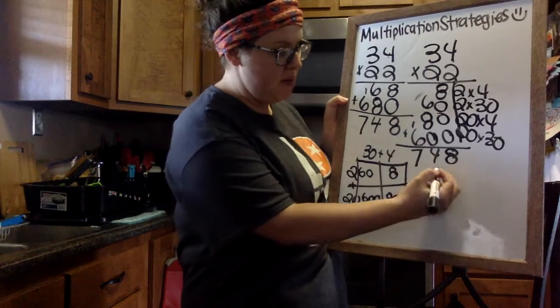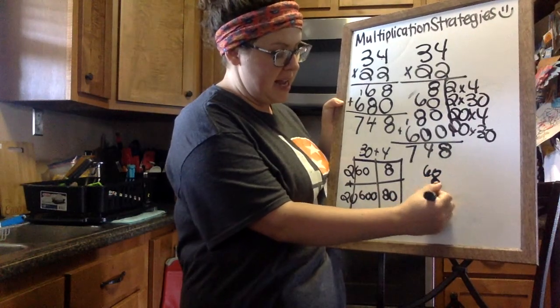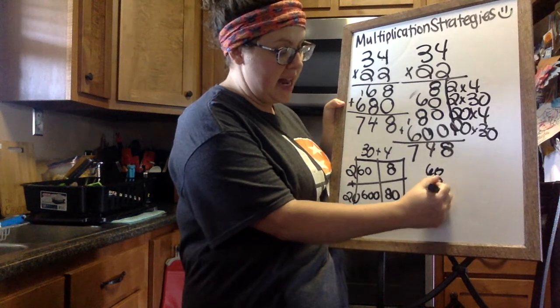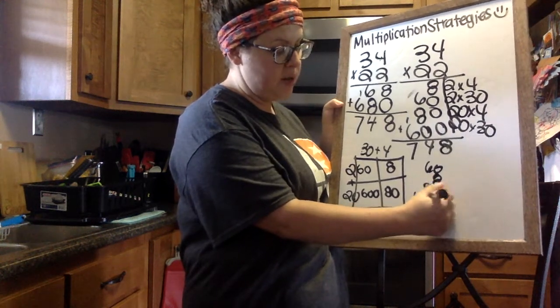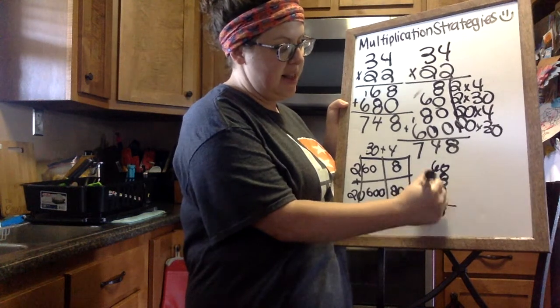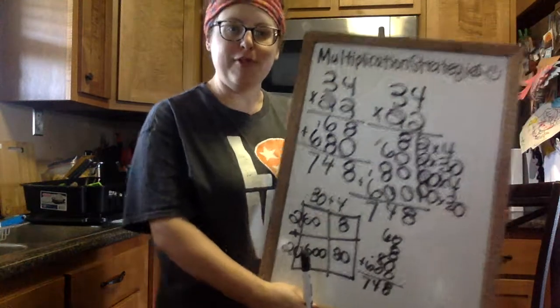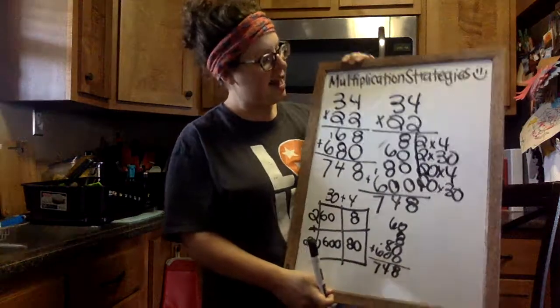So we know when we add up 60 and 8 and 80 and 600, we will end up with the number 748.